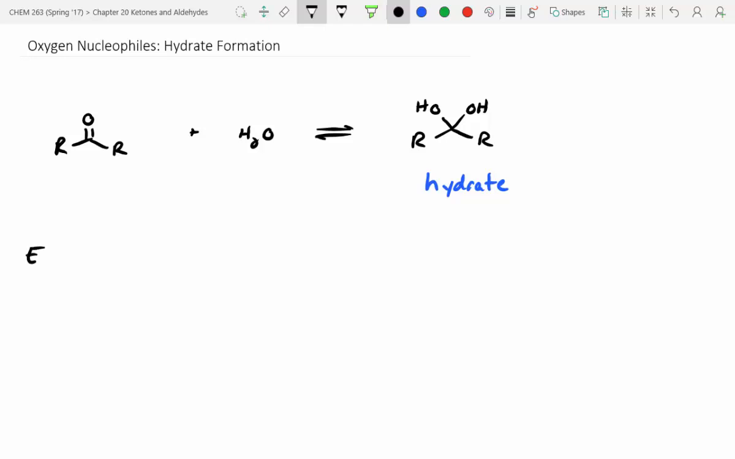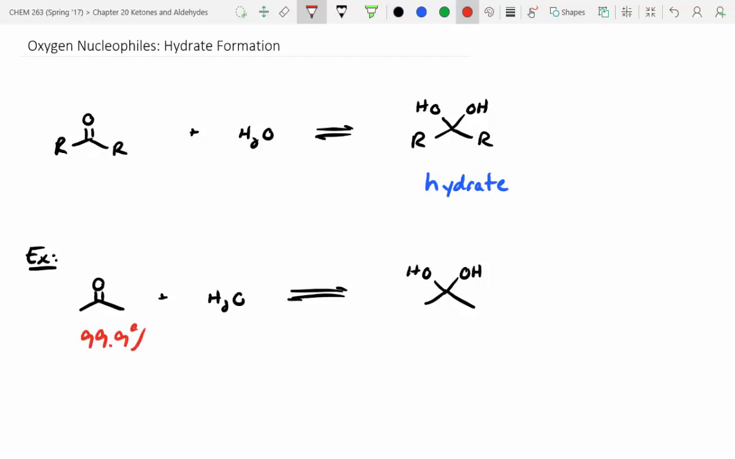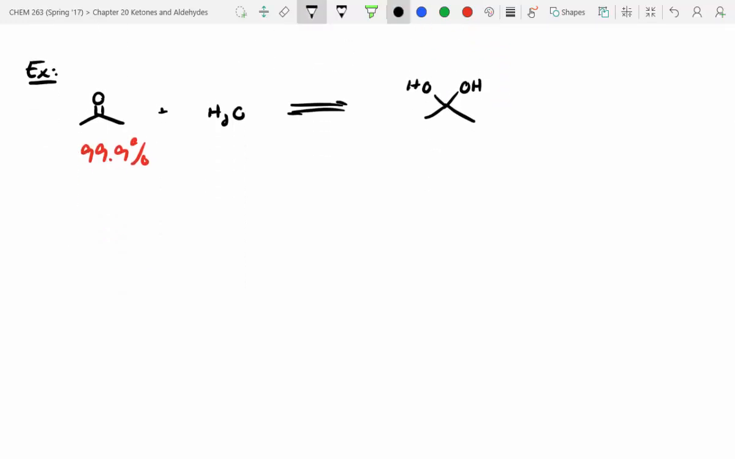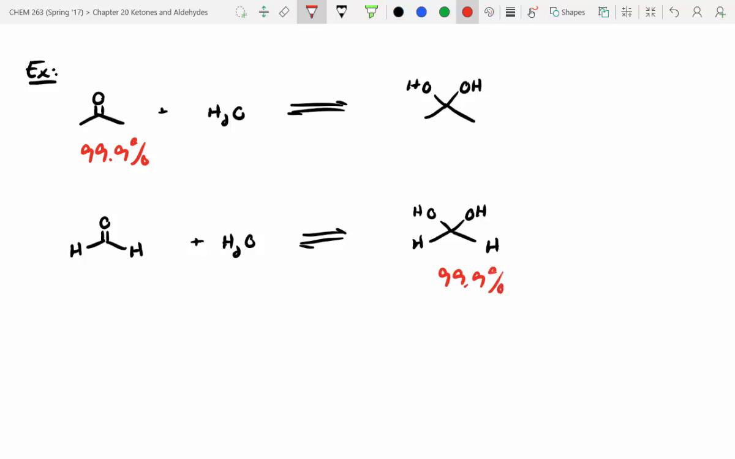So let's take a look at an example comparing aldehydes and ketones. The first one is acetone plus water. You can form your hydrate. However, the equilibrium is 99.9% on the ketone side. So really the hydrate is a minimal amount in solution. It's hard to even detect. However, if you take formaldehyde, it's almost impossible to isolate pure formaldehyde, which means normally when you get formaldehyde, it's actually the hydrate. And in this case, it's about 99.9% on the product side. And like I said, that's just simply because this is much more electrophilic.